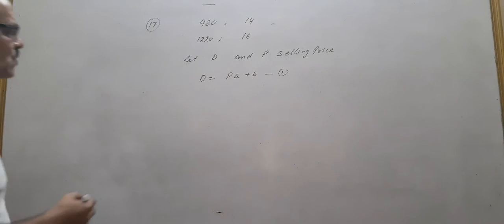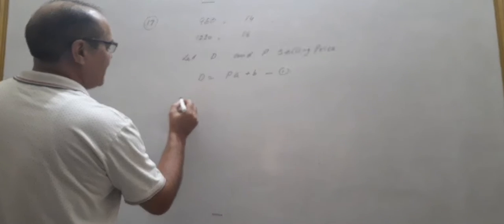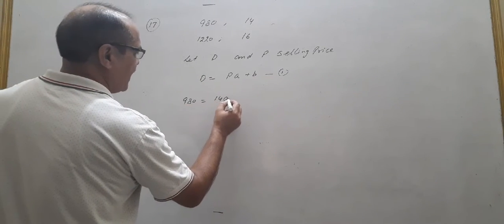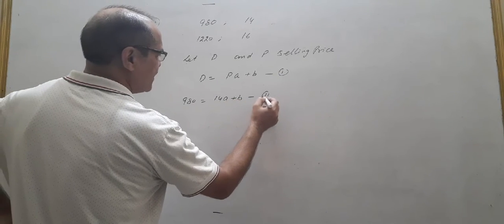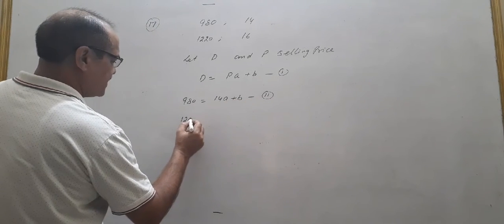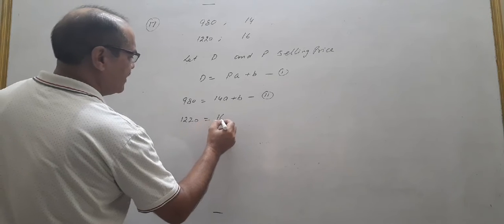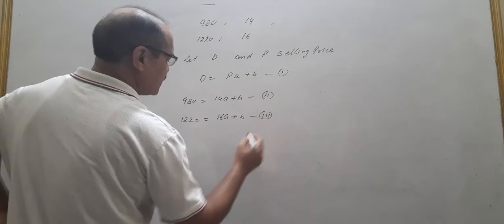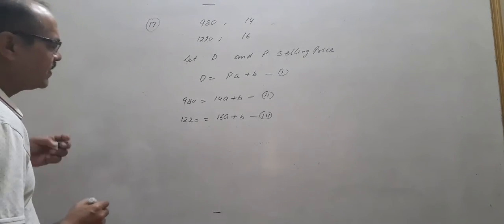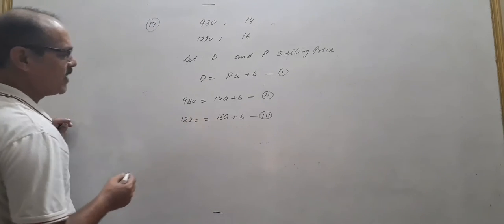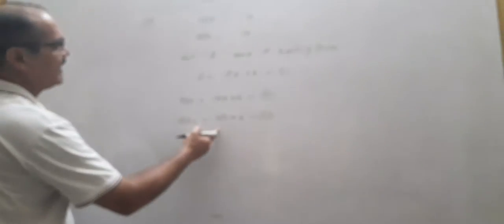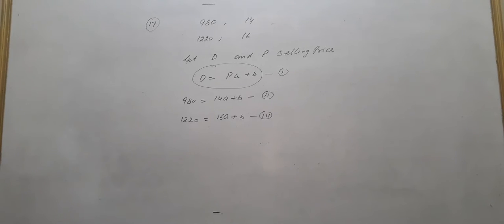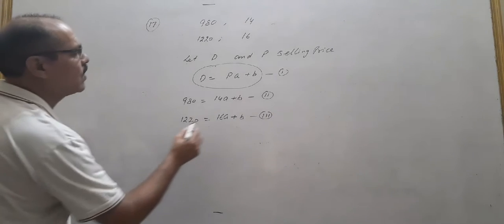Therefore, how to solve this? In the first case, when the demand is 980, the price is 14: 980 equals 14A plus B. You get equation number second. When the demand is 1220, then the price is 16: 1220 equals 16A plus B, and this is equation number third. Now you have to solve these two equations to get the values of A and B, and after getting A and B, substitute them to get the relationship between demand and price.